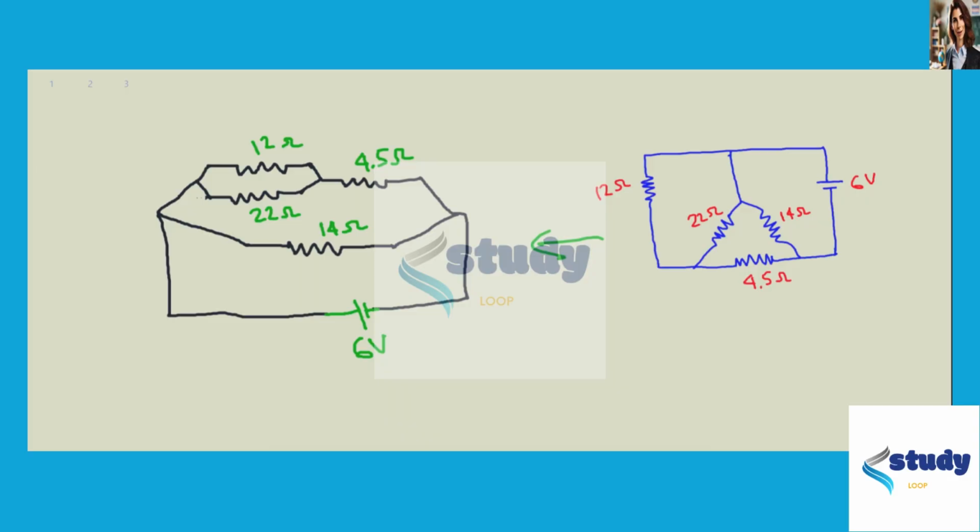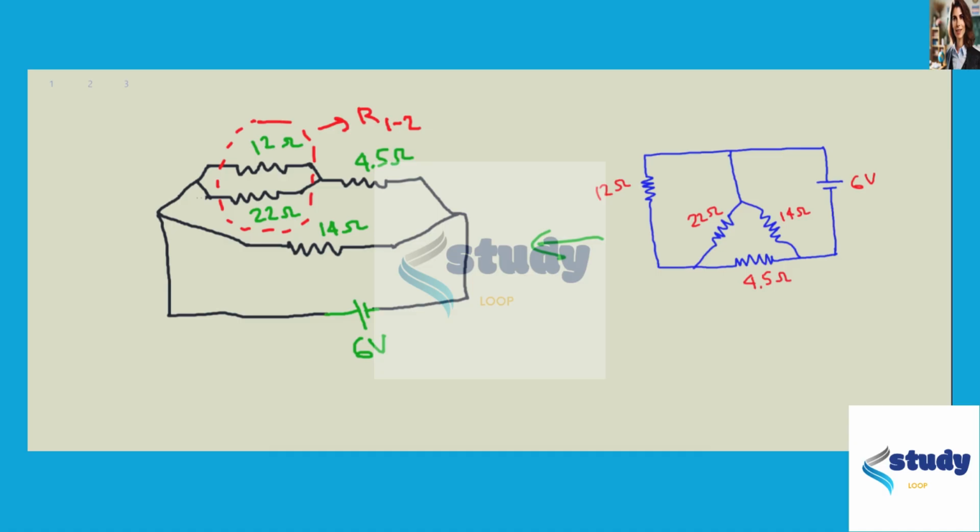So if we simplify the circuit diagram, which is here, we get something like this, where the 12 ohm and 22 ohm resistors are in parallel, and then the 4.5 ohm resistor is in series with these two, and then this whole setup is in parallel connection with 14 ohms. And let's call this setup R12, so that it's easier to calculate.